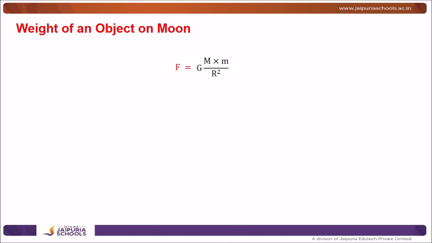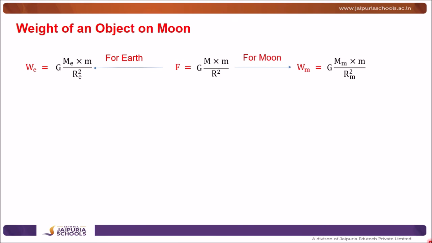So students, we know that F equals G M m by r square. And we can modify this formula if we are talking about the earth. In this new formula, We is the weight of the object on the earth, Me is the mass of the earth, and Re is the radius of the earth. Whereas G is the same, that is the universal gravitational constant, and m is the mass of the object. We can also modify this formula if we are talking about the moon. In this formula, Wm is the weight of the object on the moon, Mm is the mass of the moon, and Rm is the radius of the moon.